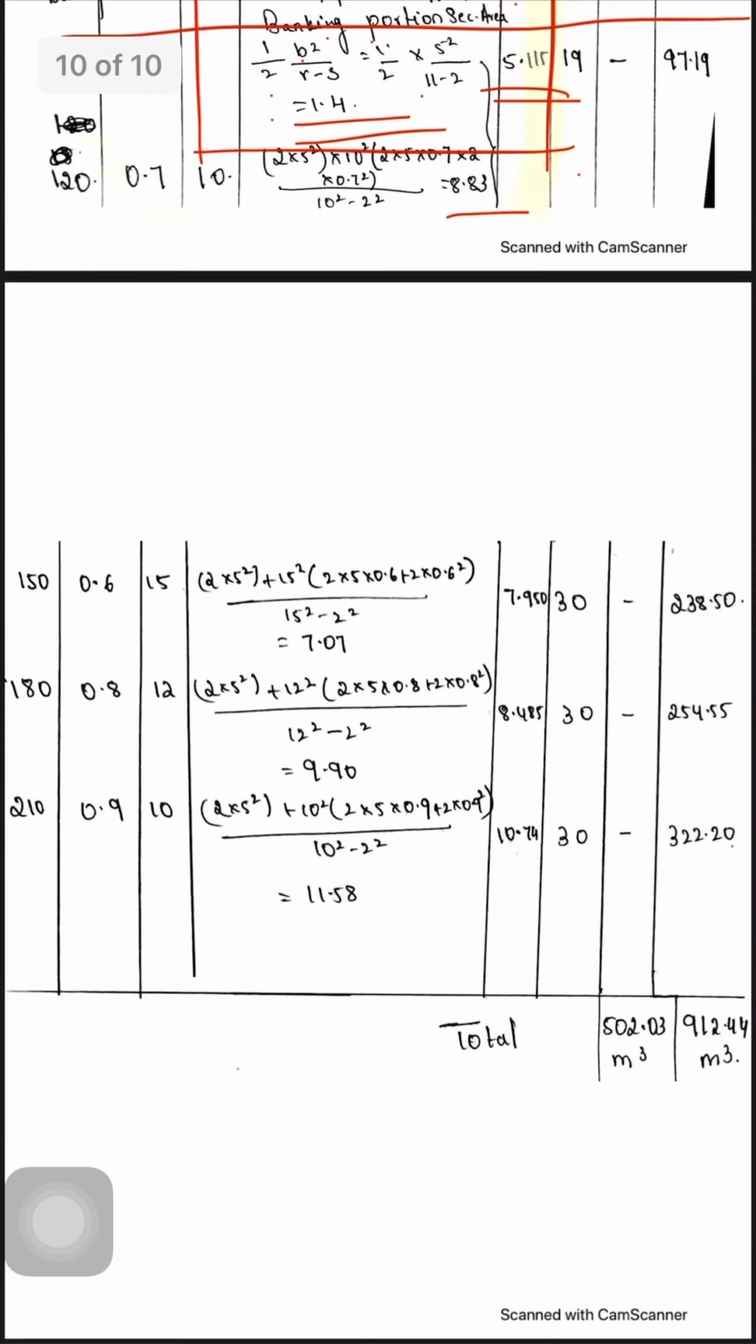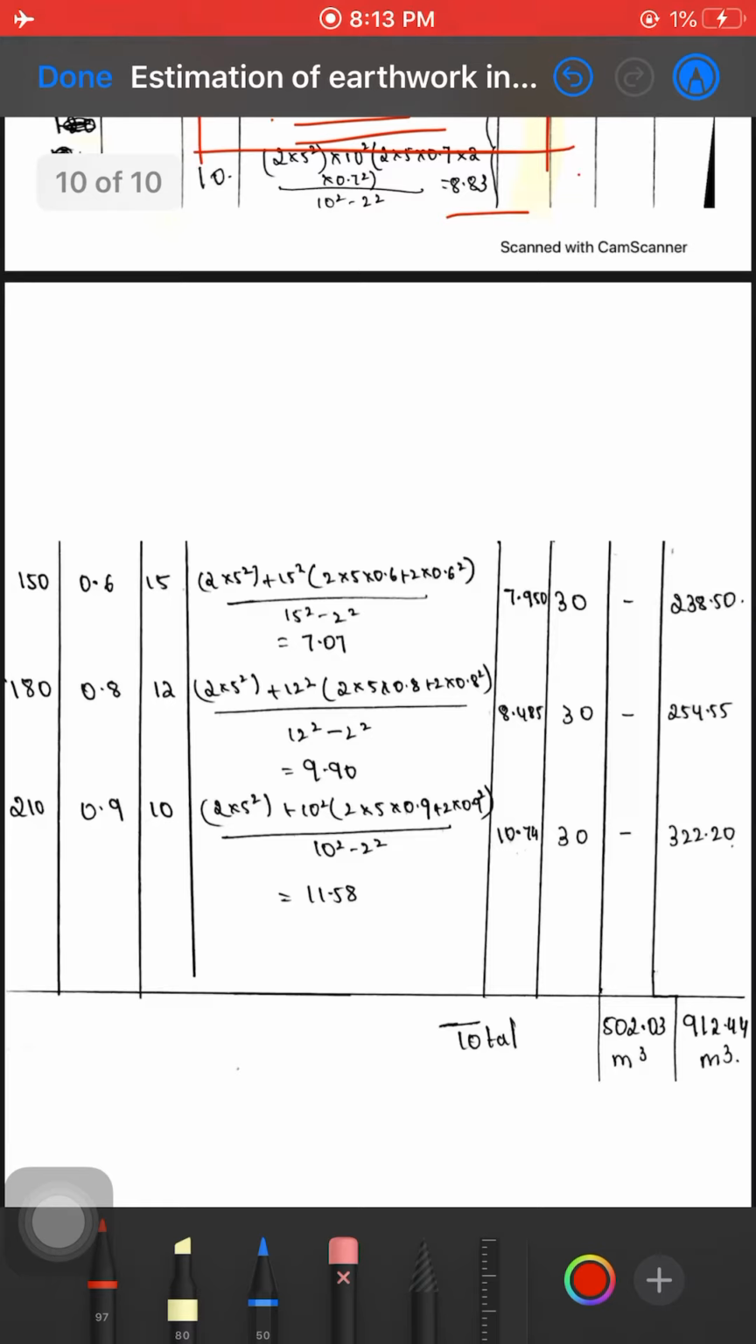8.83 plus 7.07 divided by 2, you get 7.950. 7.07 plus 9.90 divided by 2, you get 8.485. 9.90 plus 11.58 divided by 2, you get 10.7. Okay, distance given is 30 meters.